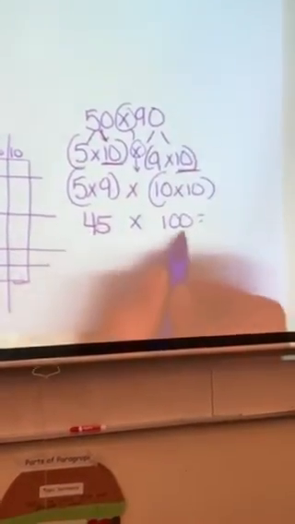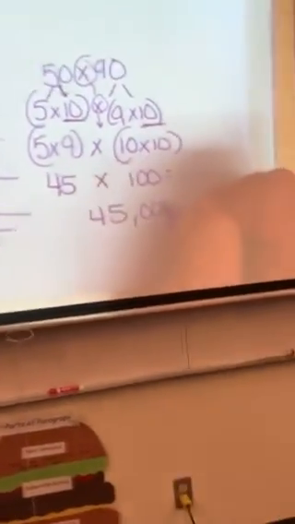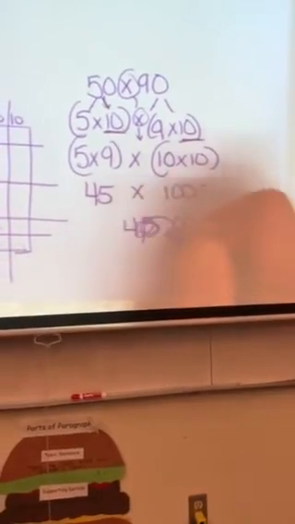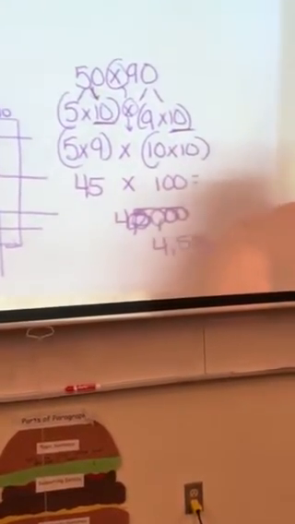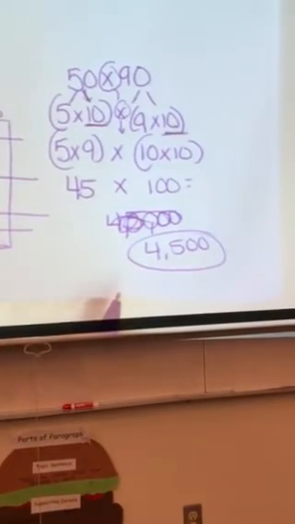And if I have 45 100s, I have 4,000, let me try that again, 4,500. Because 45 hundreds is 4,500.